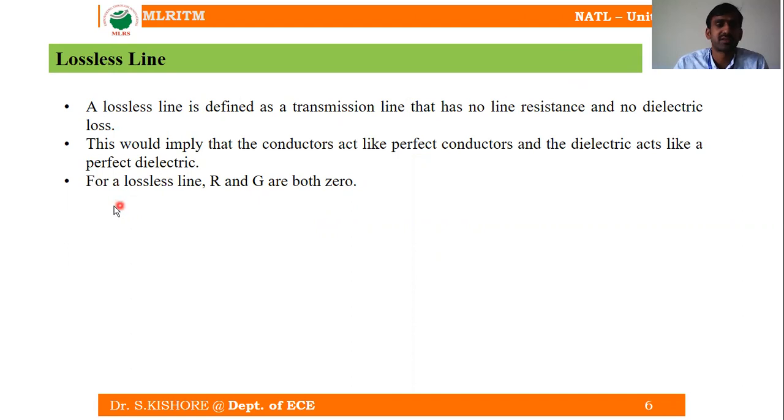For a lossless line, obviously the resistance should be equal to 0. If there is no dielectric loss, that means G, the shunt conductance, which gives the leakage current, is also 0.